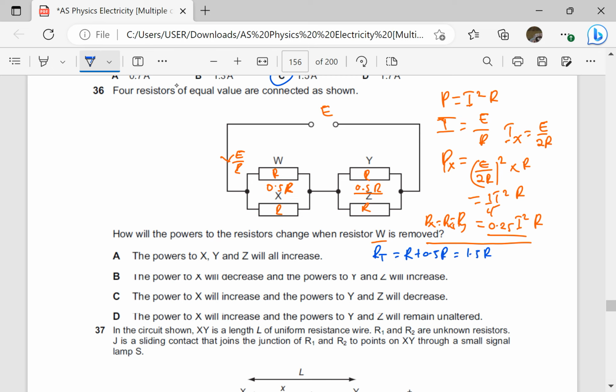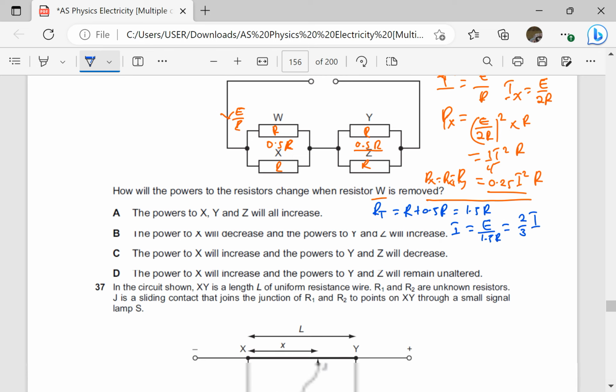Now the current changes. The current is going to be the e.m.f over total resistance, which is 1.5 R. 1 over 1.5 R, I think that is 2 over 3. So the current is going to be 2 over 3. Where there is E over R, I will put I. So it is 2 over 3 I. That is the new current.